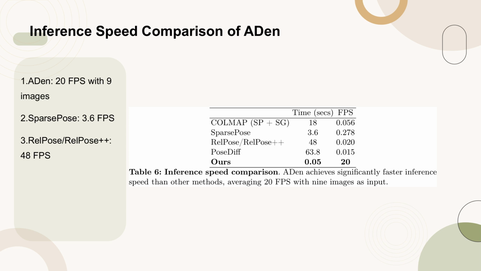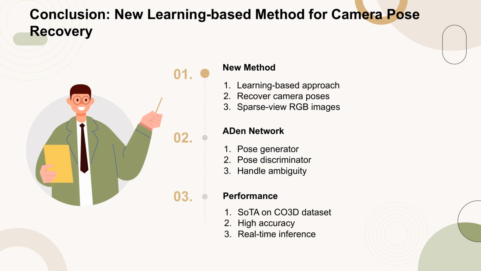In this paper, a new learning-based method is introduced for recovering camera poses from sparse-view RGB images. The ADen network, featuring a pose generator and a pose discriminator, effectively navigates the ambiguity in wide baseline images. Experimental results show that ADen achieves state-of-the-art performance on the CO3D dataset, particularly excelling in accuracy at lower rotation error thresholds. Additionally, ADen's efficient generator allows for real-time inference of poses from multiple images, significantly improving speed over previous methods.